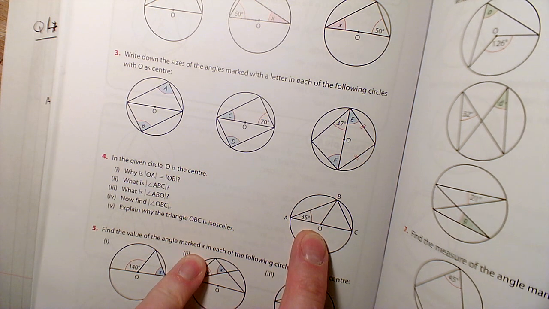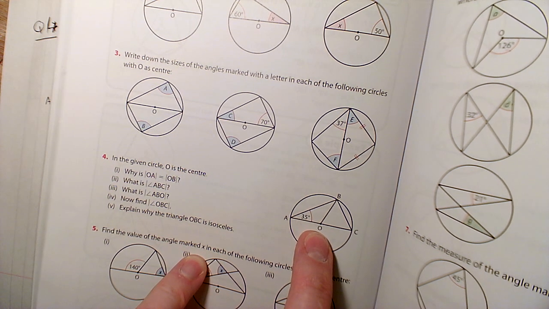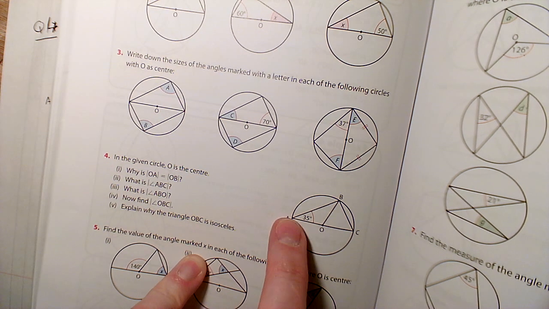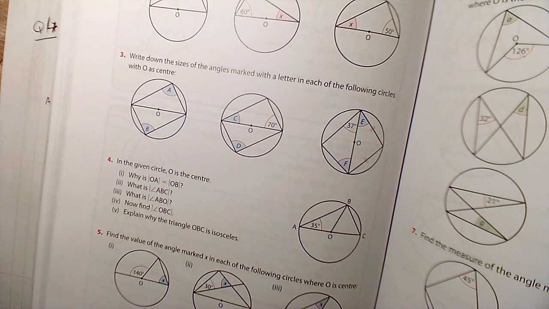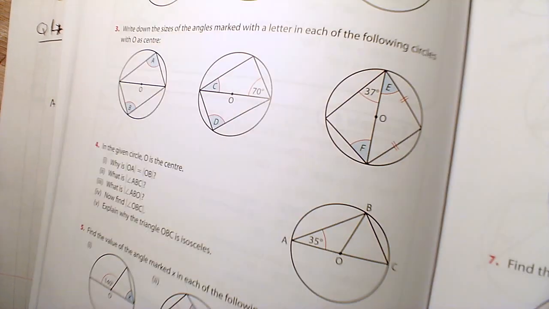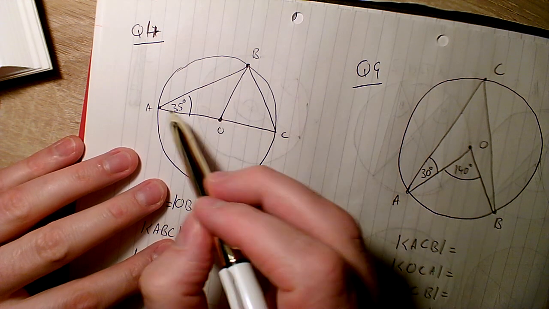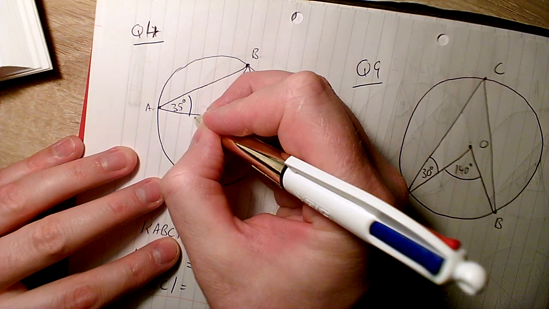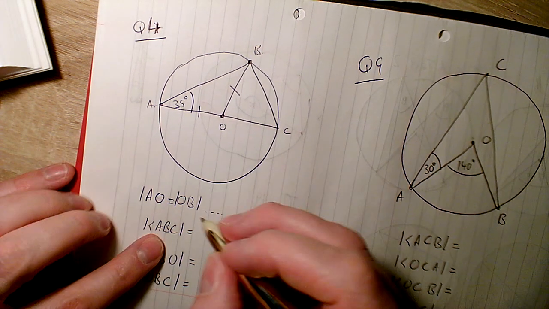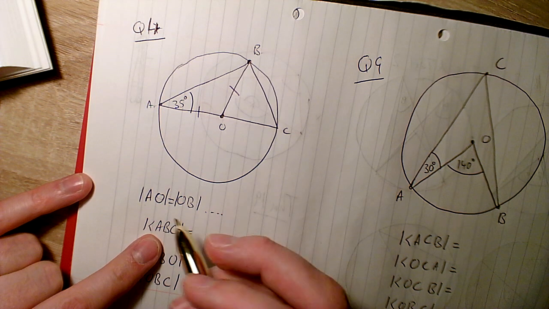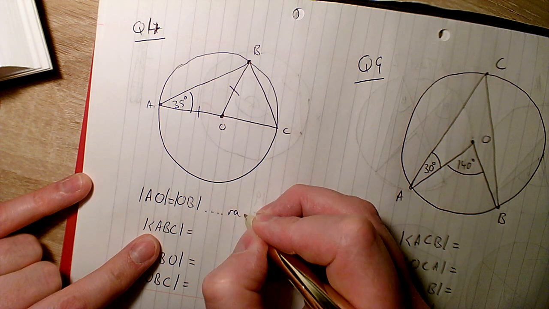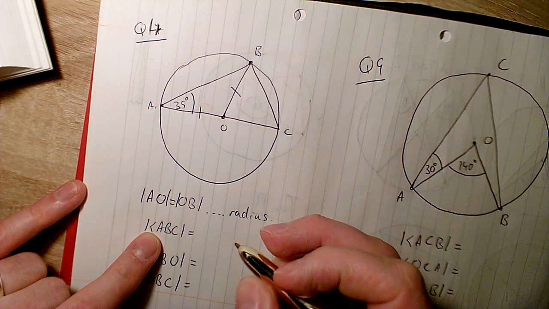So in this given circle here, you've got A, B, C, and O is the center. Why is OA the same size as OB? Why can we say that? The answer is they're both a radius. OA and OB are both a radius of the circle, so AO equals OB because it is the radius.